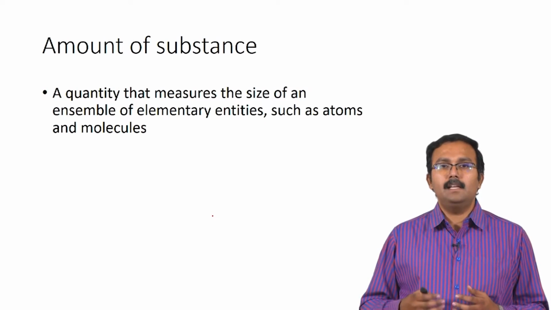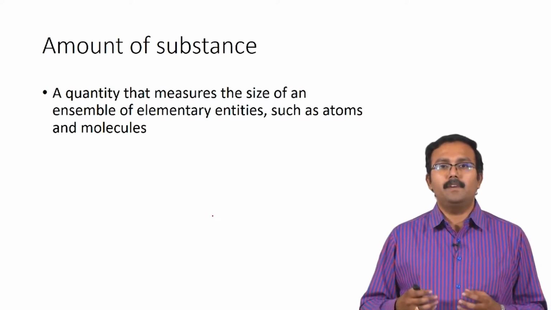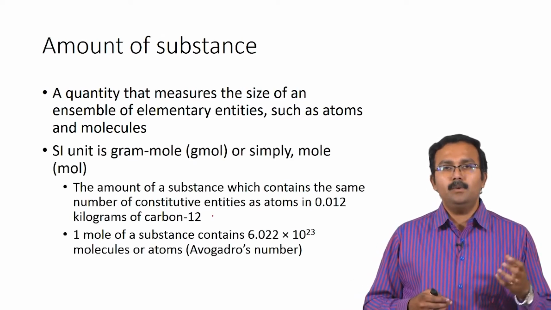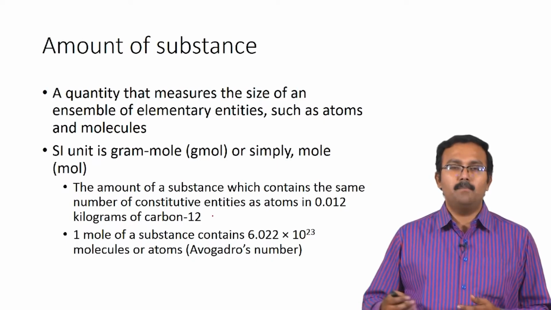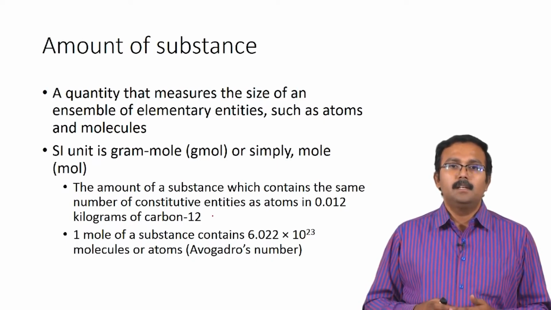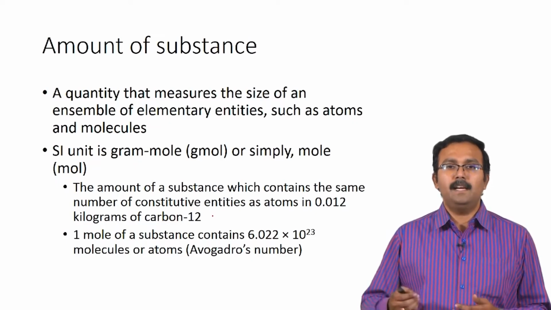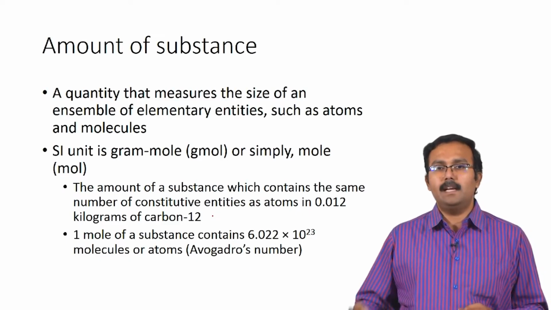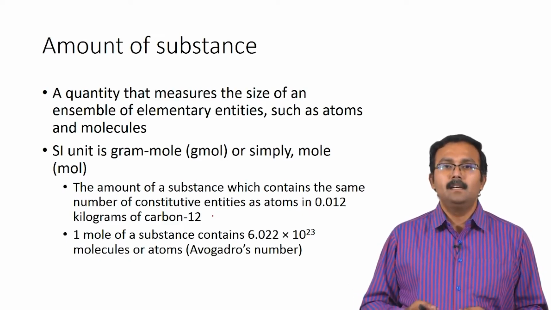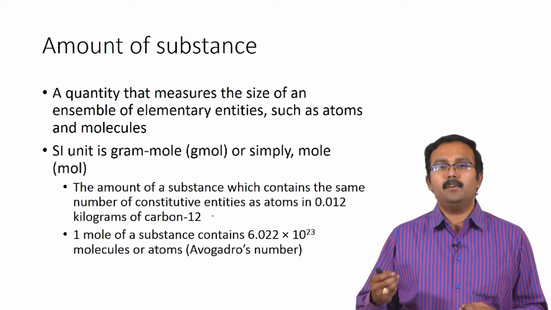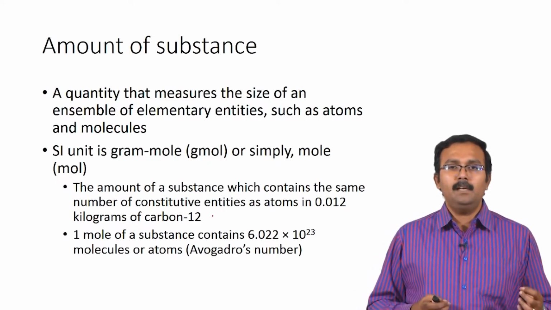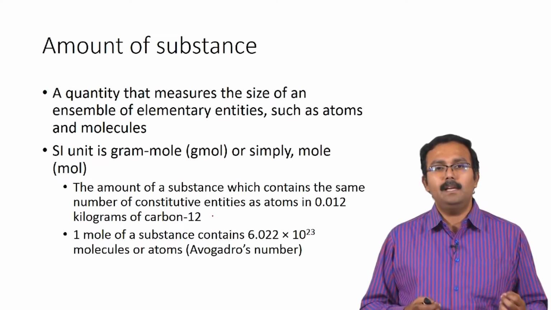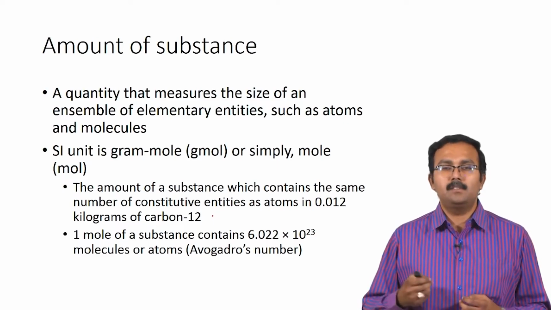Amount of substance is a quantity that measures the size of an ensemble of elementary entities such as atoms or molecules. SI unit for such amount of substance is gram moles, or simply written as moles. The amount of substance mole is defined as the amount of a substance which contains the same number of constituent entities as atoms present in 0.012 kilograms of carbon 12. 1 mole of a substance contains 6.022 times 10 power 23 molecules or atoms. This is based on Avogadro's number.